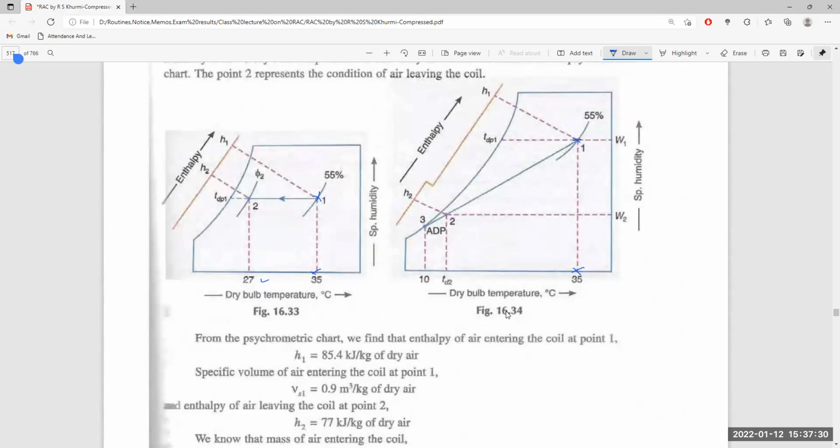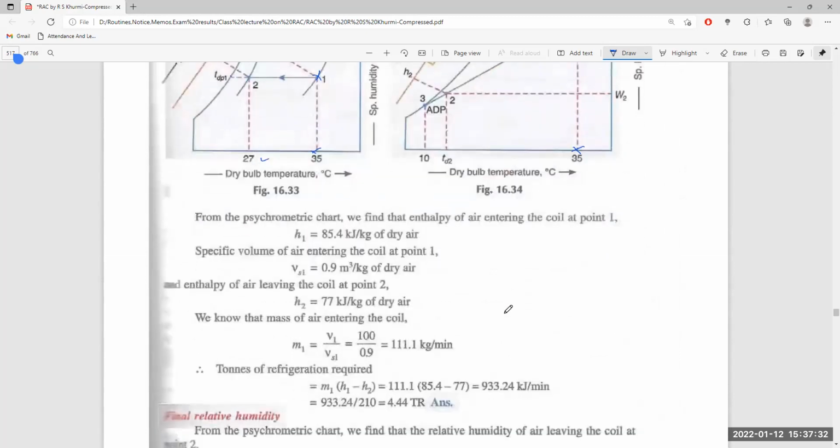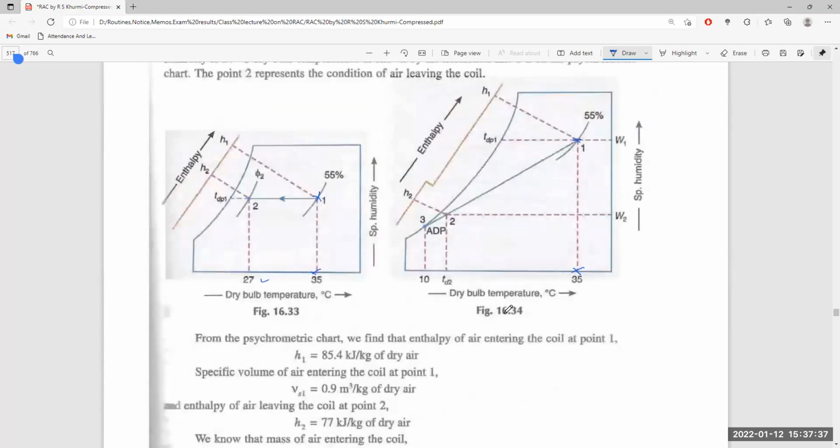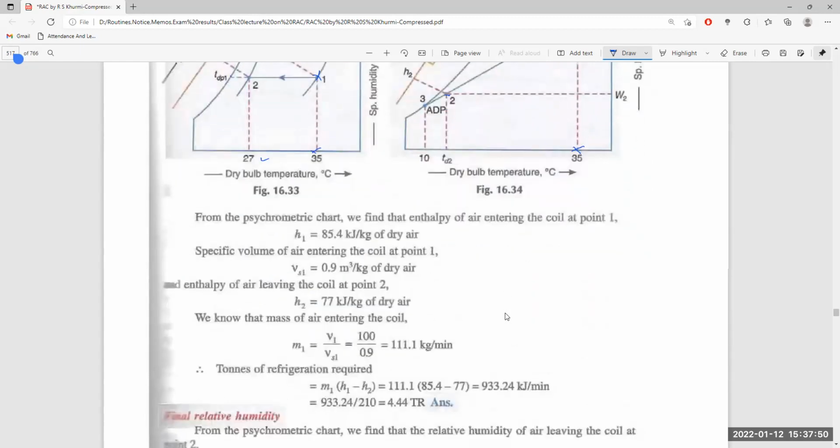Now the enthalpy of air leaving at point 2, H2, is 77 kilojoule per kg of dry air. We know that the mass of air entering the coil is equal to the velocity of incoming air divided by specific volume. The velocity is 100 and 0.9 is the specific volume, so it is 1.1 kg per minute.